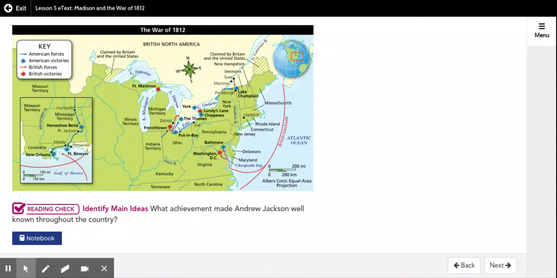Reading check. Identify main ideas. What achievement made Andrew Jackson well known throughout the country?